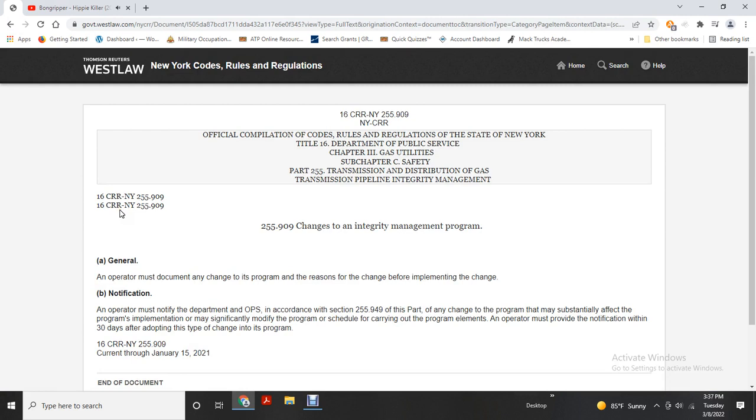Alright, changes in the integrity management program. General: the operator must document any change to the program and the reason for the change before implementing the change. Notification: the operator must notify the department (OPS) in accordance with 255.949 of any change to the program that may substantially affect the program's implementation or may significantly modify the program schedule or the carrying out of the program elements. The operator must provide the notification within 30 days after adopting this type of change to the program.